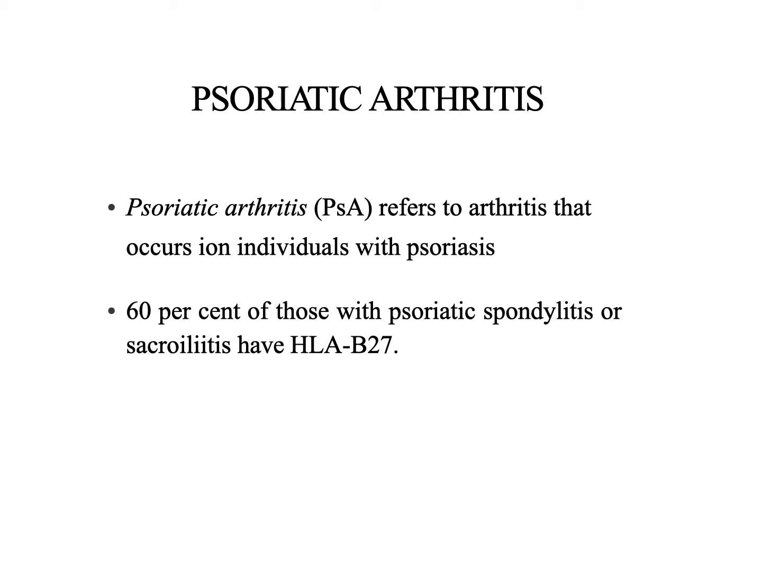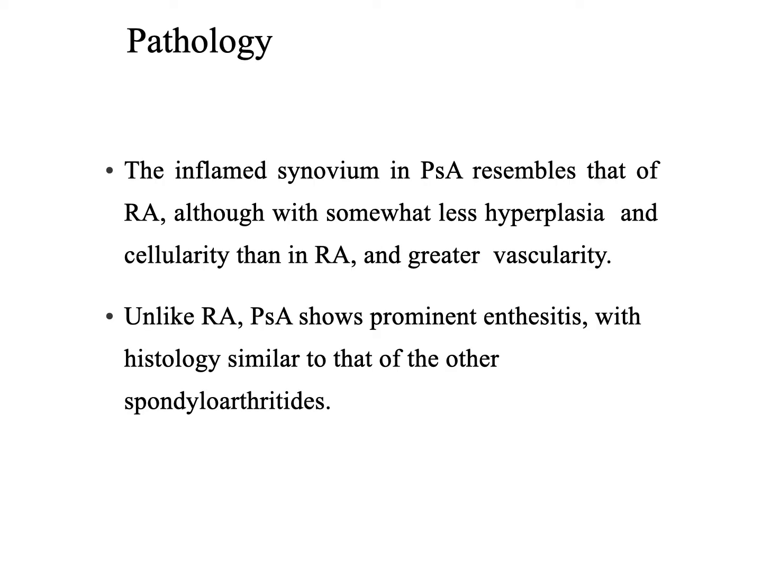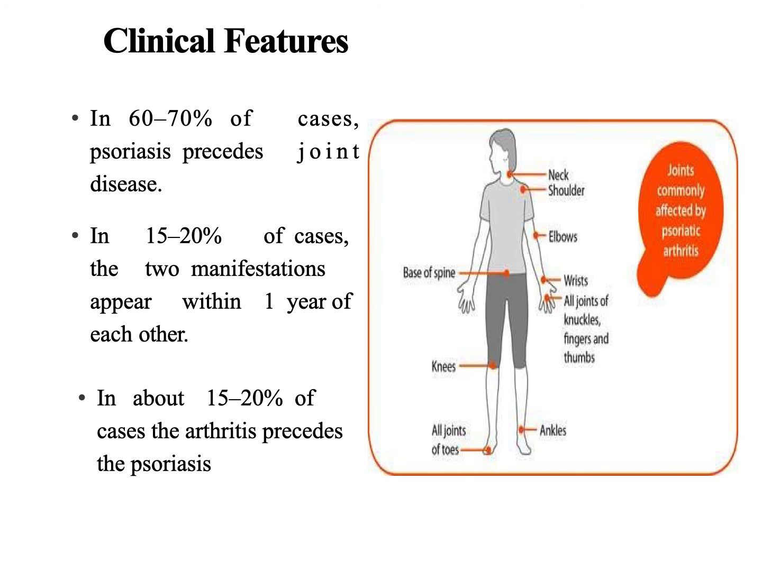Now let us look at psoriatic arthritis. Psoriatic arthritis refers to arthritis that occurs in individuals with psoriasis. 60% of these patients will have a positive association with HLA-B27. Pathology. The inflamed synovium in psoriatic arthritis resembles that of rheumatoid arthritis, although with somewhat less hyperplasia and cellularity than rheumatoid arthritis and greater vascularity. Unlike rheumatoid arthritis, psoriatic arthritis shows prominent enthesitis with histology similar to that of other spondyloarthropathies.